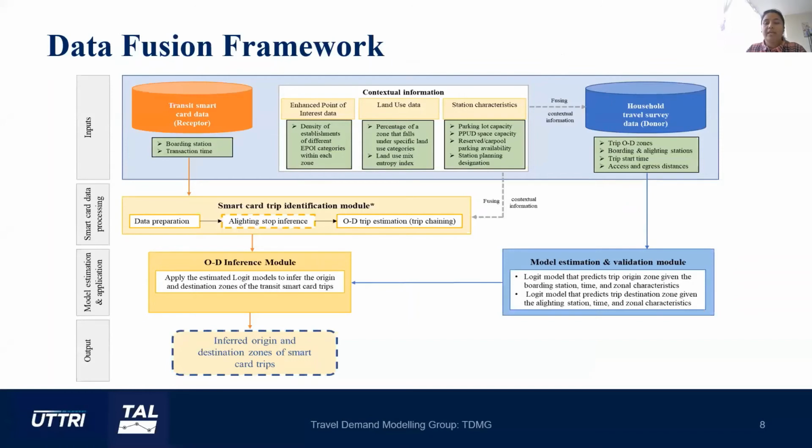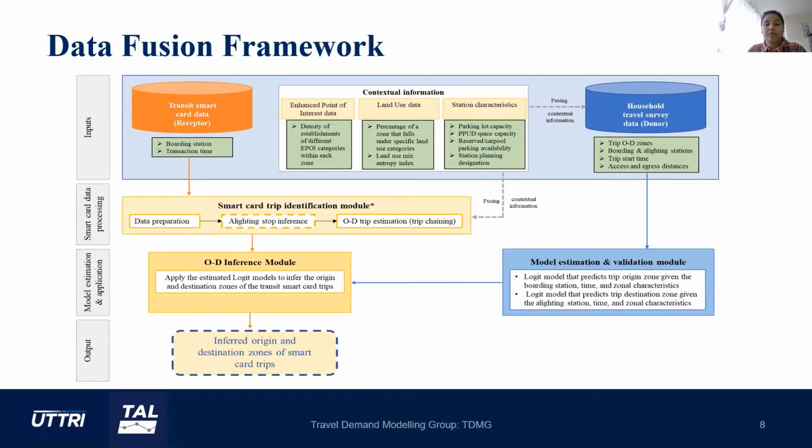So we empirically tested our proposed method to infer the origin and destination of the smart card trips. So the first potential application that I talked about. For this, we used Presto transactions from October 2016 and the 2016 TTS transit data.